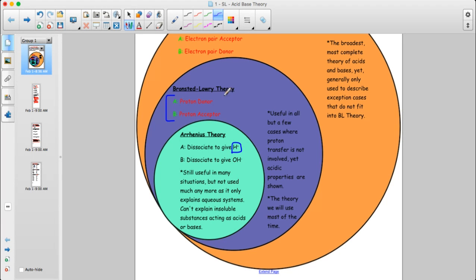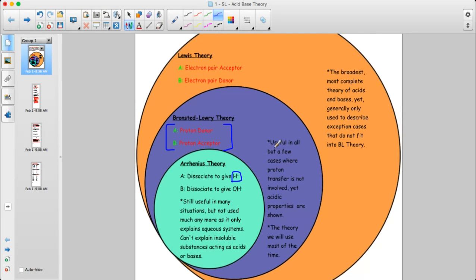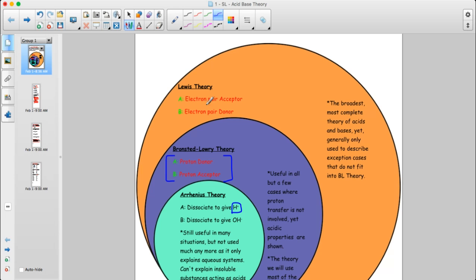This is going to be a very useful theory in almost all scenarios of acids and bases. There are a couple of examples of substances that have acidic or basic properties that don't fit into this theory, and for that, the Lewis theory is used. However, this theory is not required in the SL class, so this is an HL topic, just to be clear. So for the SL class, we're going to focus solely on the Bronsted Lowry theory.